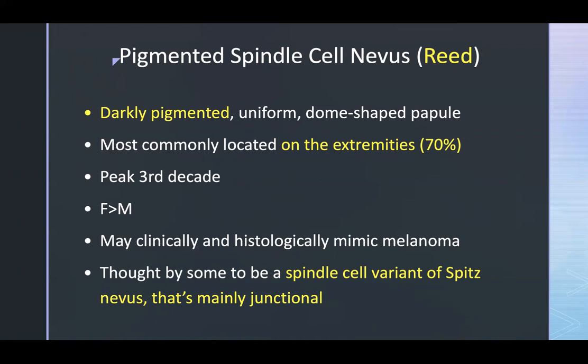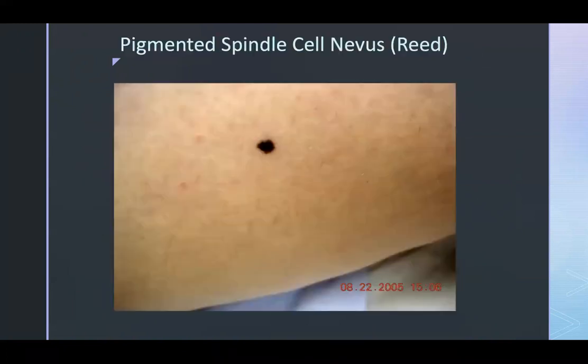You may clinically and histologically have a pigmented spindle cell nevus that mimics melanoma. So it's important to have a high index of suspicion for this diagnosis. You don't want to call something a melanoma if it's just a pigmented spindle cell nevus of Reed. It's thought by some to be a spindle cell variant of a Spitz nevus, and it's mainly junctional.